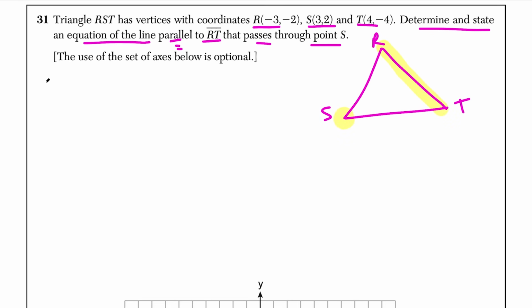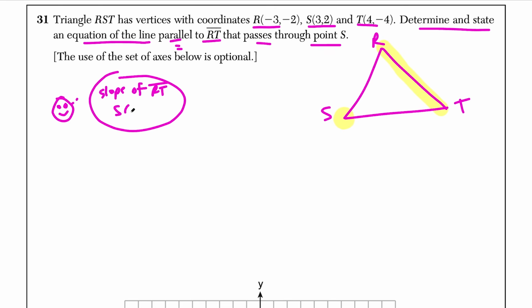Right away, since we're coming up with the equation of a parallel line, I know that parallel lines have equal slopes. So we need to find the slope of segment RT. That's very important because the line we're coming up with is going to have the same exact slope. And we're going to use point S in our equation of a line. It has to pass through the point 3, 2.